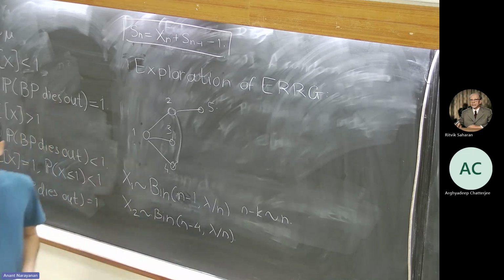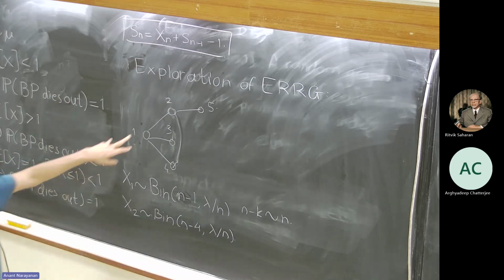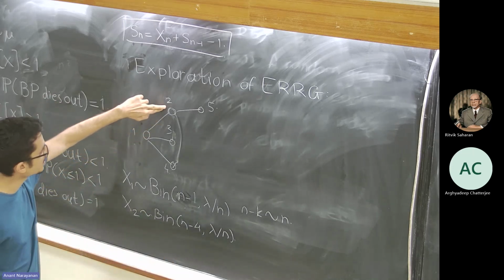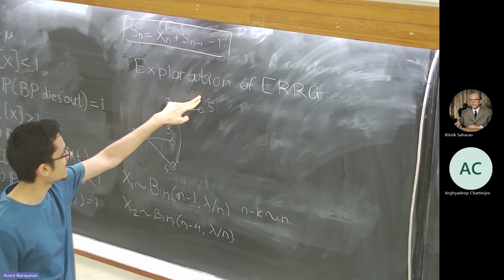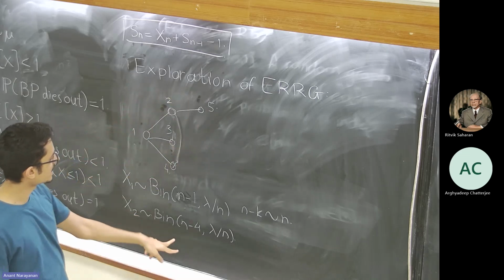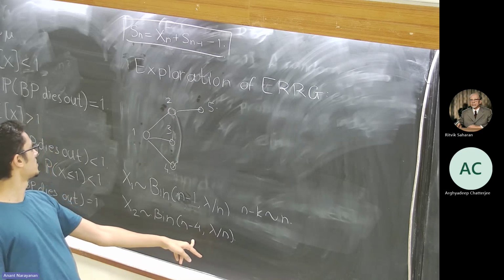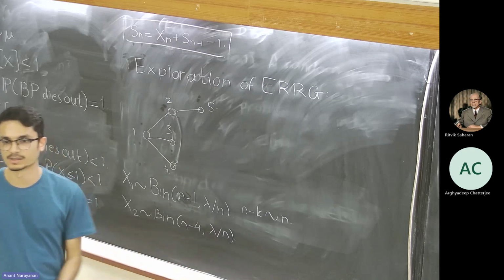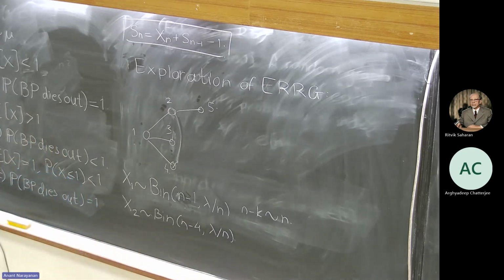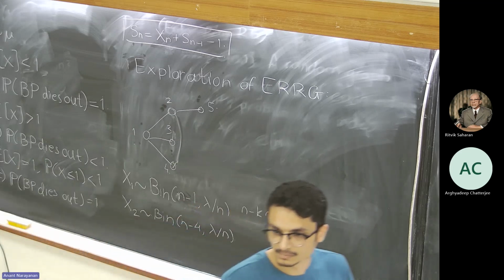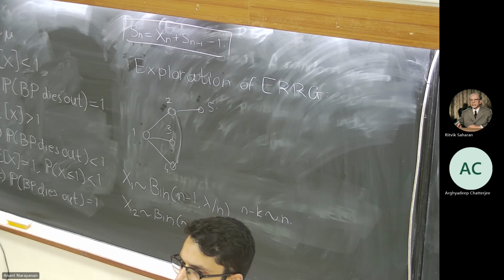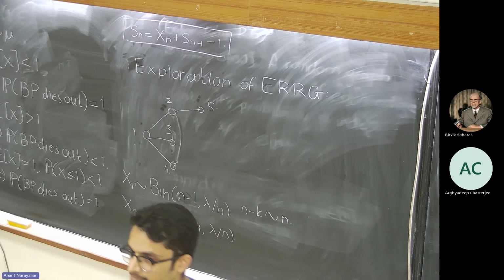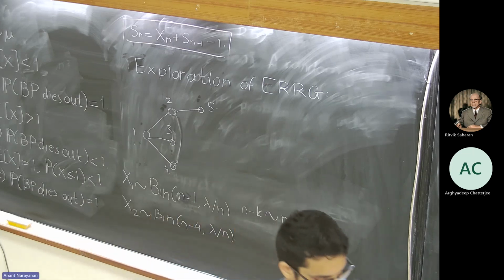I will remove it. So whenever I explore, I'll explore 2 first. Once I get 5, I'll remove it from the distribution. So I'll get binomial(n minus 5, lambda over n), removing 5 from the set of available vertices. It is a sum of Bernoulli variables.